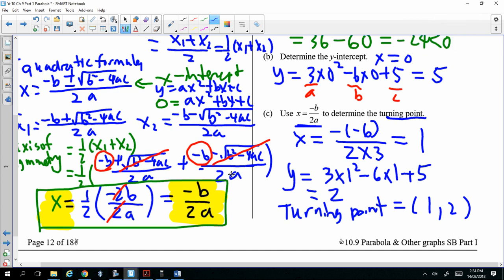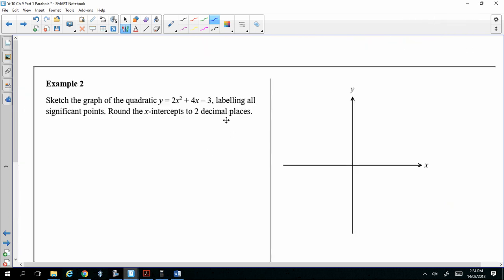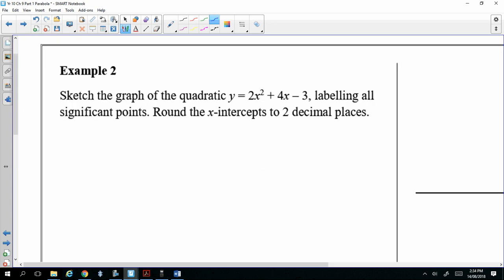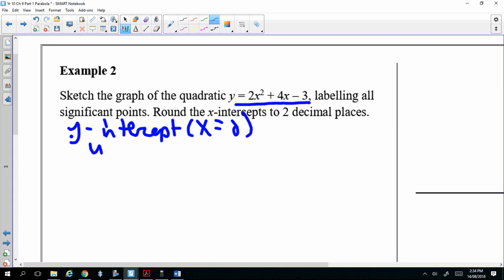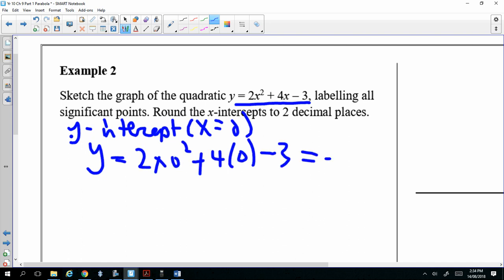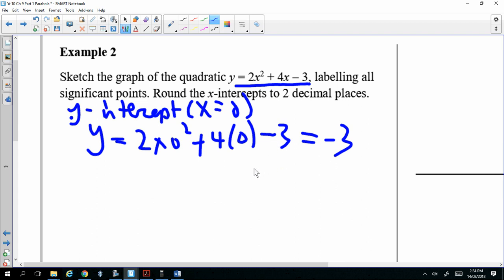Next one. Okay. We're going to sketch this parabola. Now, how do I sketch this parabola? You have to find the y-intercept. To find the y-intercept, x is 0, so we write y equals 2 times 0 squared minus 3. So the y-intercept is found: negative 3. Now the x-intercept will be a bit tricky because you have to solve a more complicated equation.